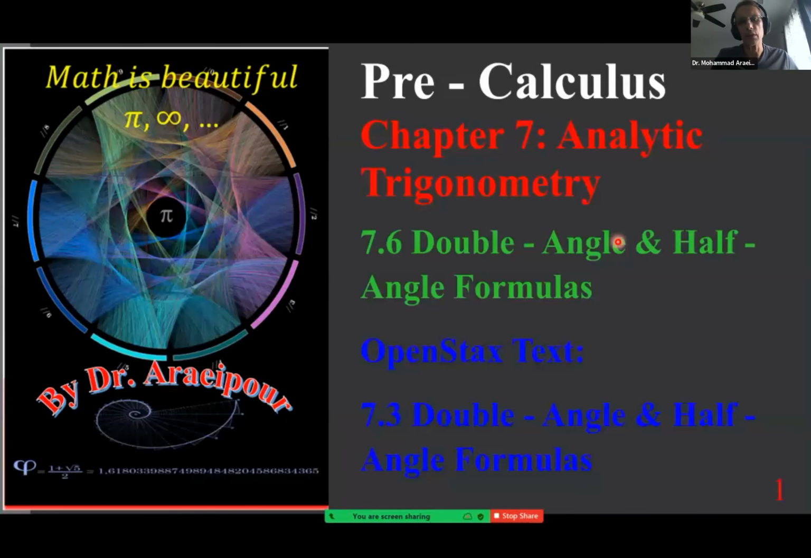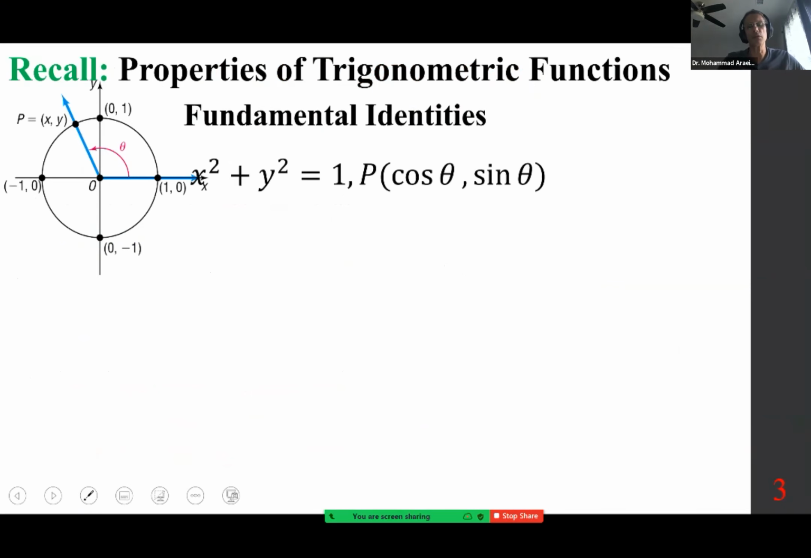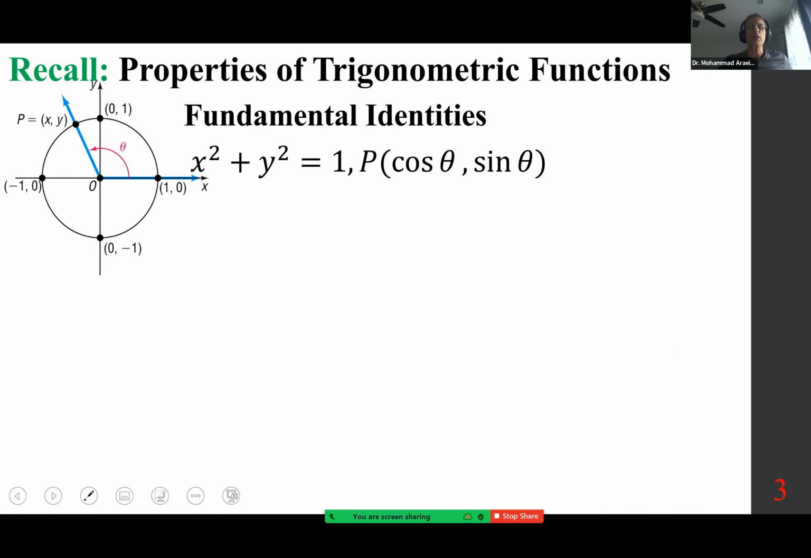Good morning, class. We are looking at double angle and half angle formulas, section 7.3 of OpenStax. So we looked at trigonometric equations, identities, sum and difference formulas. We're going to look at double angle and half angle formulas. We're going to use double angle formulas to find the exact values, to establish identities, and we're going to use half angle formulas to do the same. Again, reminding you of the unit circle.